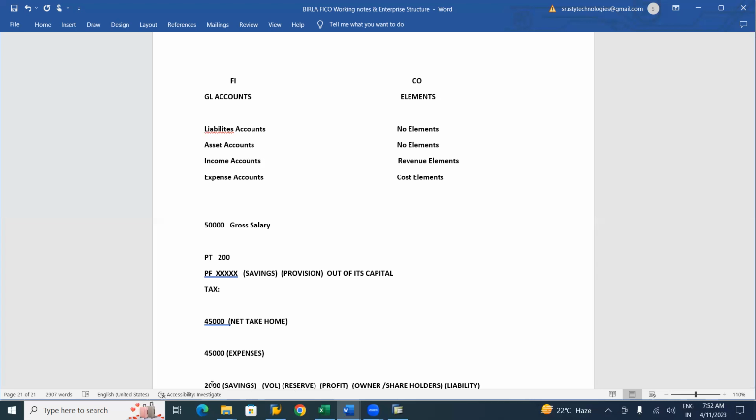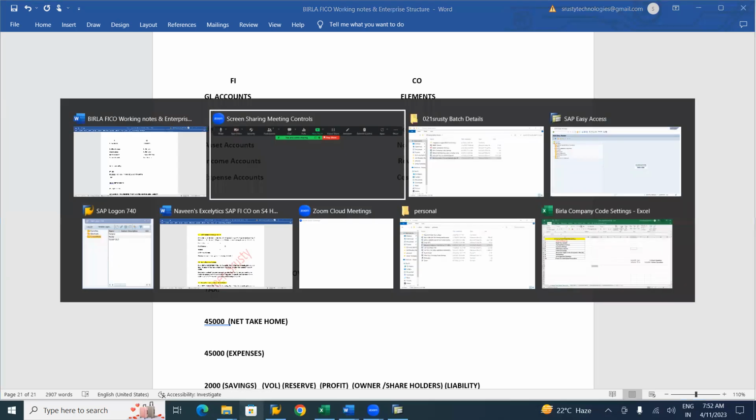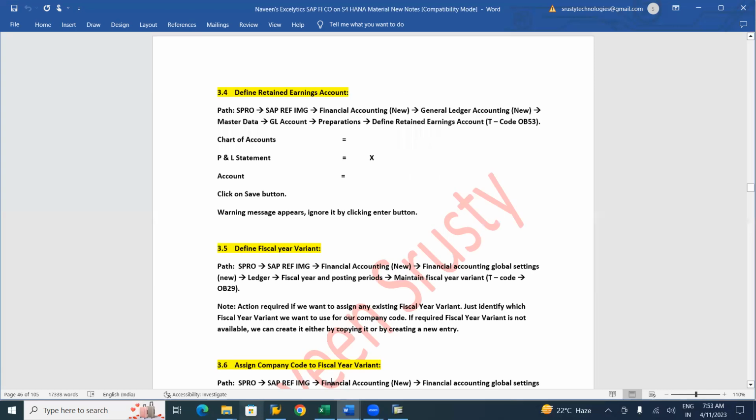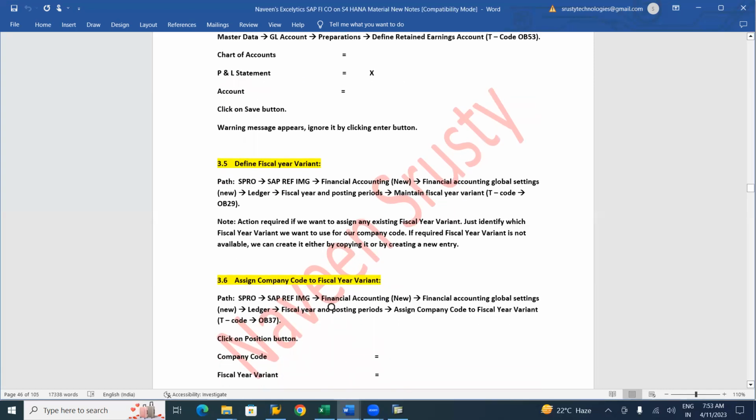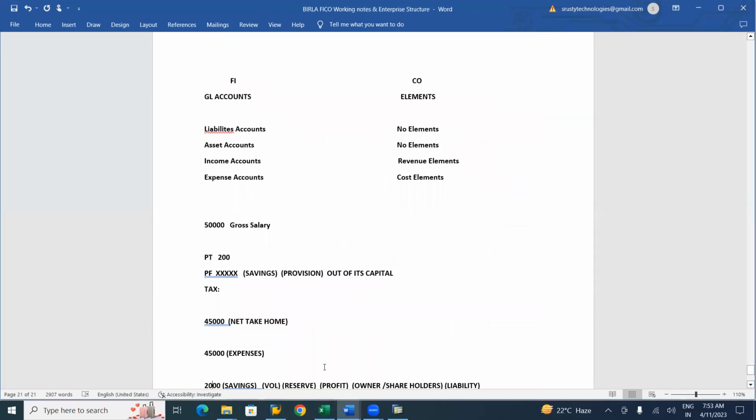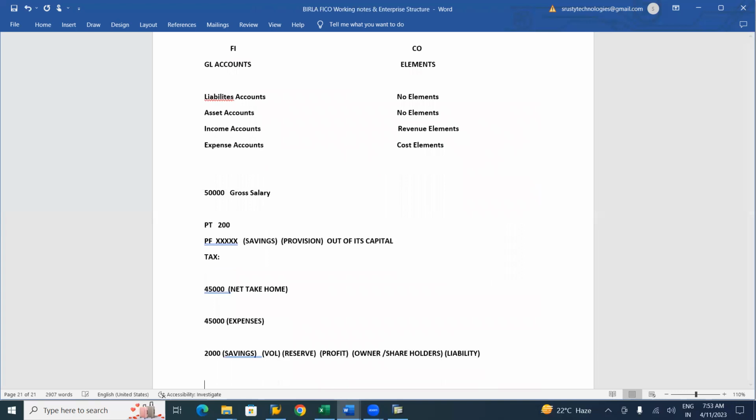No, clear. Next, the most important topic. Put a heading: fiscal year variant. Put a heading as fiscal year variant. The next global parameter is fiscal year variant.